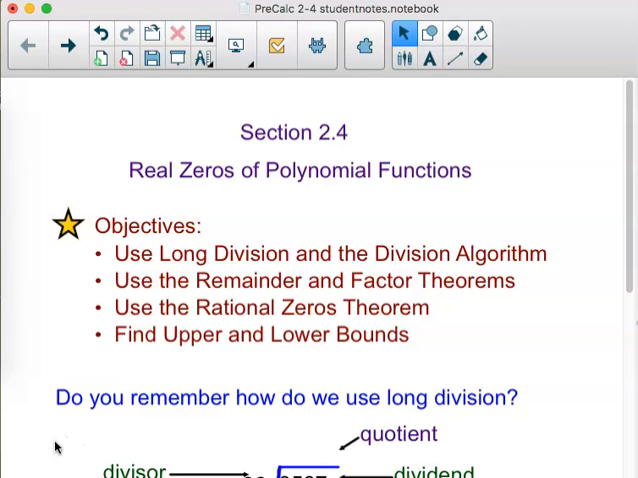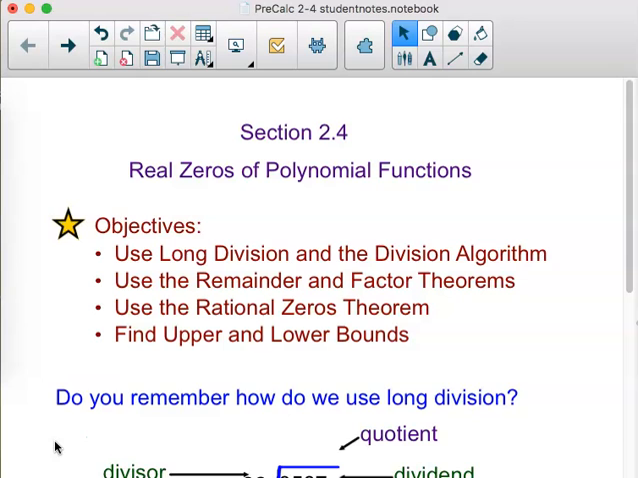So section 2.4, again, going to feel like a lot of review today. We're going to be talking about the real zeros of polynomial functions, which you spent some time on in Algebra 2. And our objectives are going to be using long division and the division algorithm, and using the remainder and factor theorems, using the rational zero theorems, and finding upper and lower bounds. And really, I think the only one that we may not get to today will be finding the upper and lower bounds. We do have 3 days slated for this section because there's quite a lot for us to do just to see all the different types of problems that we could encounter as we're going through these.